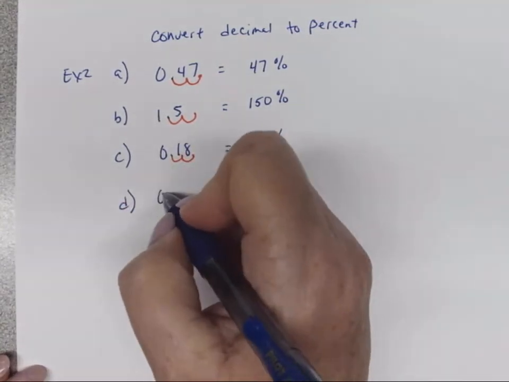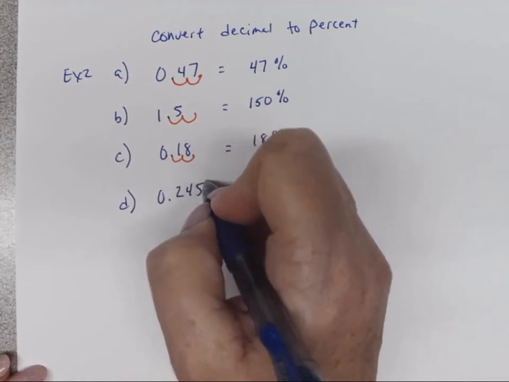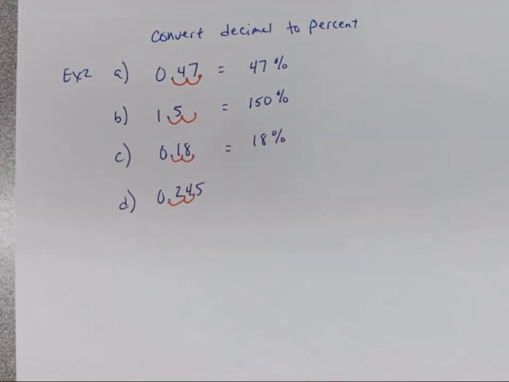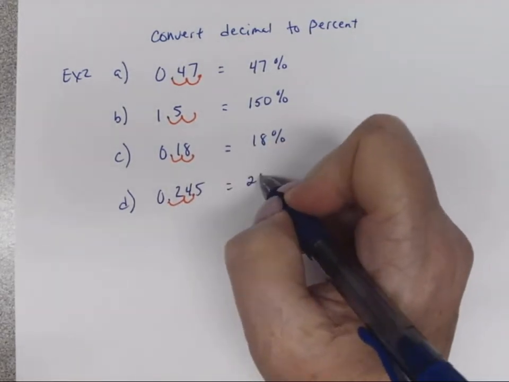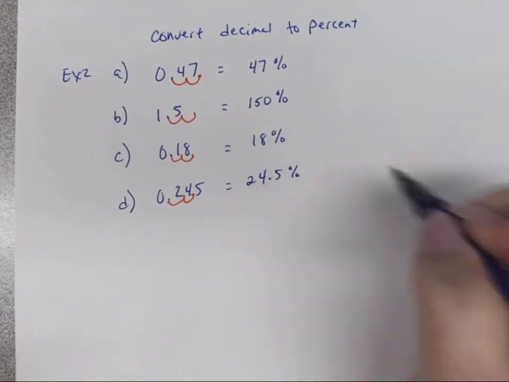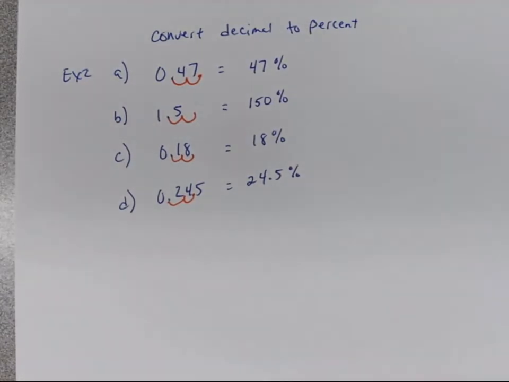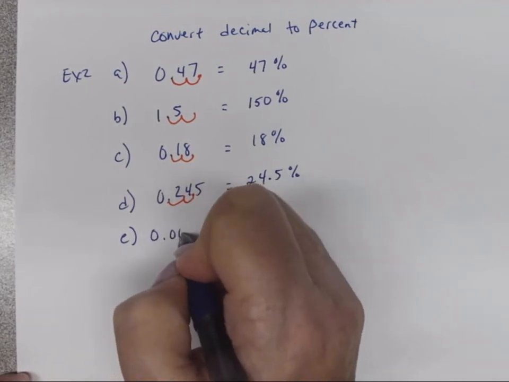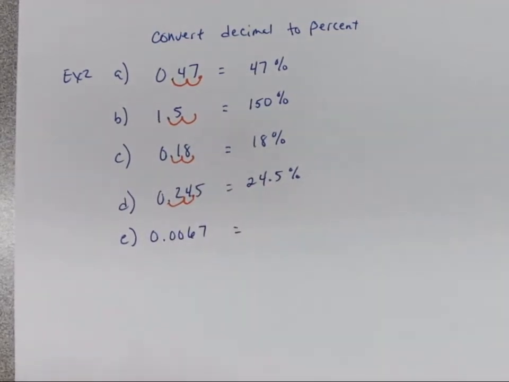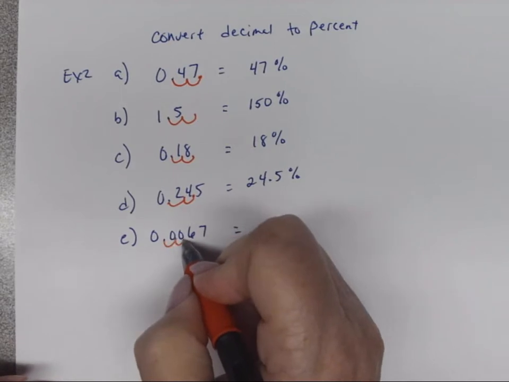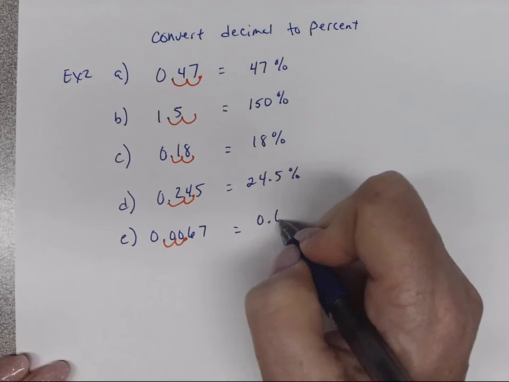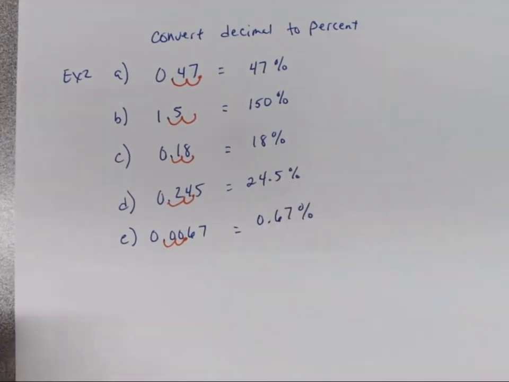If we have 0.245, when we move it 2 places to the right, we will end up with 24.5%. If we have 0.0067, moving it 2 places to the right, we will end up with 0.67%, and that is okay to have a decimal percentage.